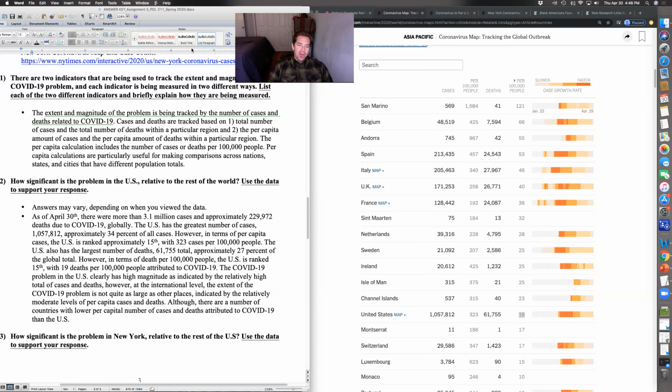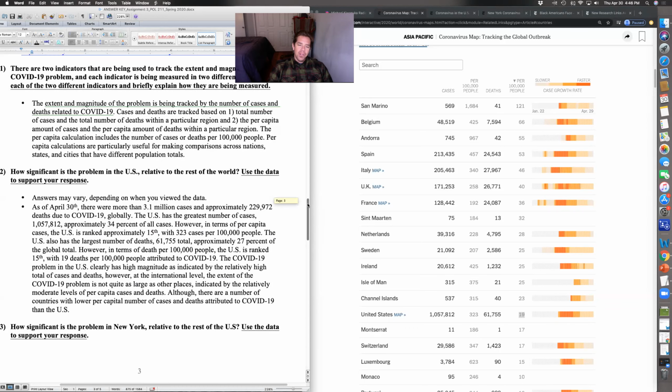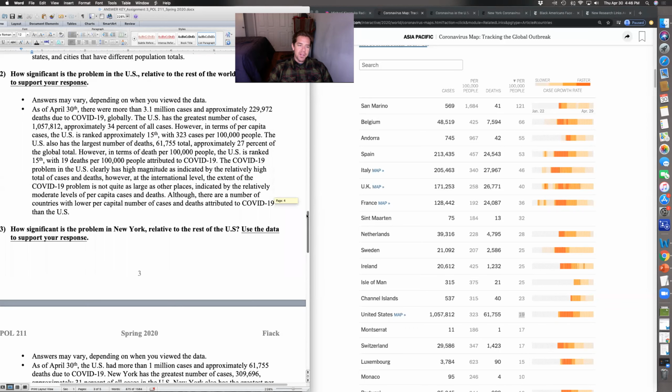So that's kind of what I'm looking for there, is just some engagement with the data, making some comparisons. And again, this helps us to understand the context of the problem. What is it like here in the US versus other places? Why should we be concerned in the US? Well, we've got high magnitude, and the extent is not the highest, but it's a pretty moderately high extent of issues with COVID-19 in terms of cases and deaths.